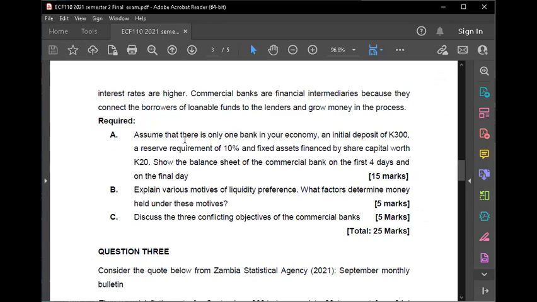And then this one here, which says explain the various motives of liquidity preference. So the various motives here is just talking about the reasons why people hold money. And remember, there are those factors: we have the precautionary, the transactive motive. So there are three reasons. So there's the transactive motive, which is explained as people will need money for day-to-day transactions, right? And it says what factors determine the amount of money that is held under these motives.